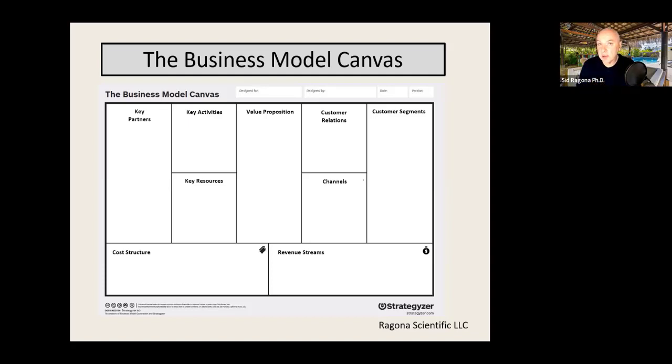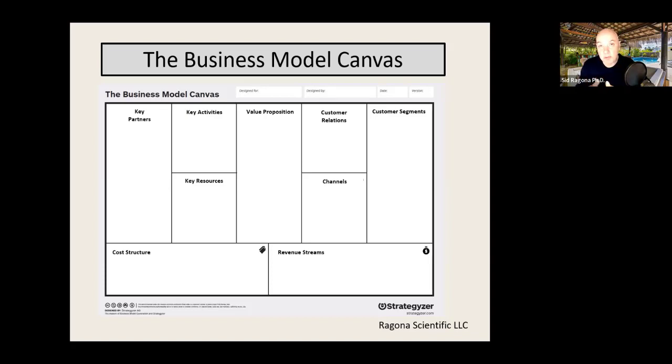On the left-hand side, this can be sort of considered as internal to your own business. This is your partners, your activities, your key resources. And all of these actually cost money. And that's why there's a cost structure associated with it.